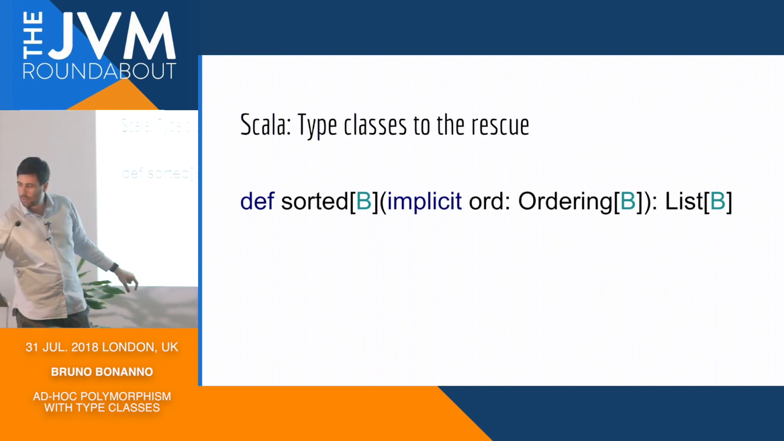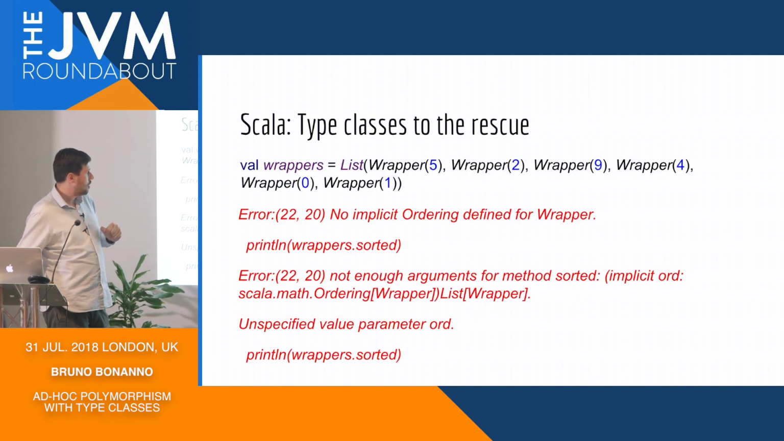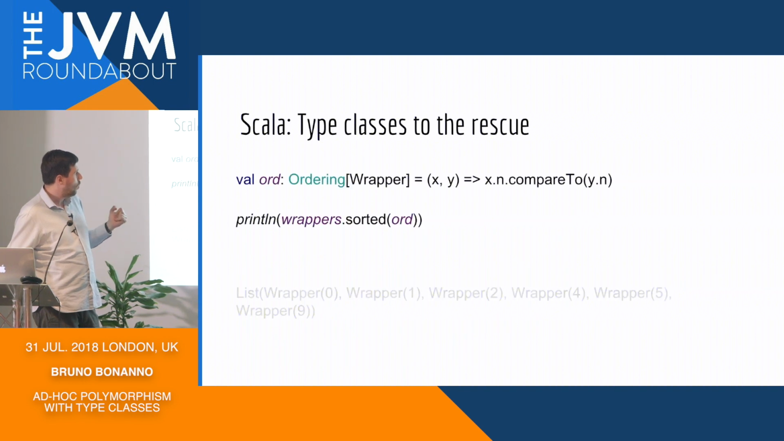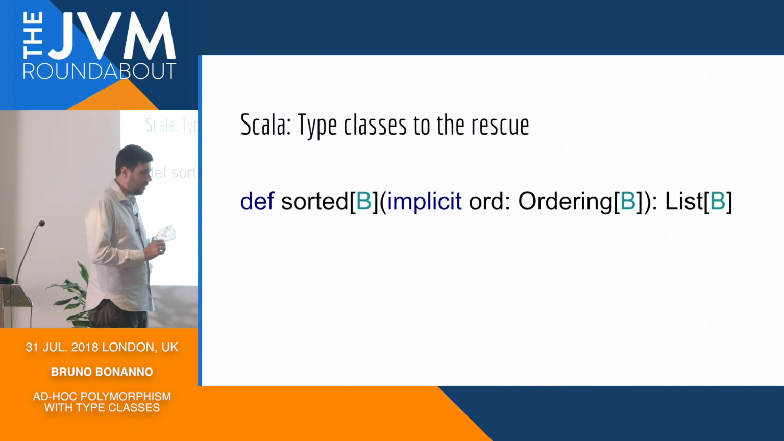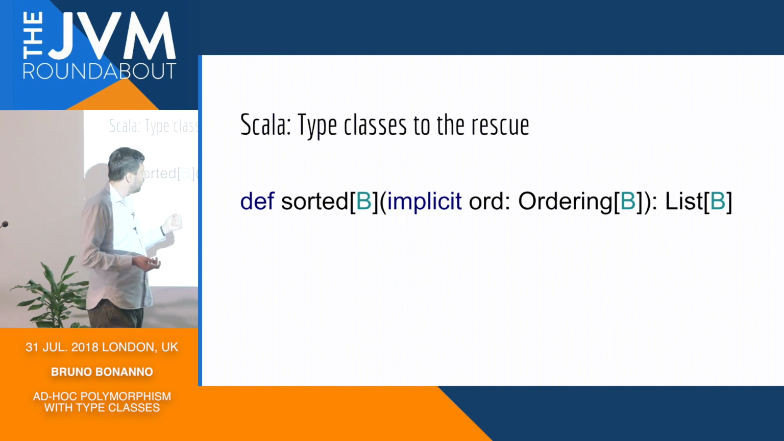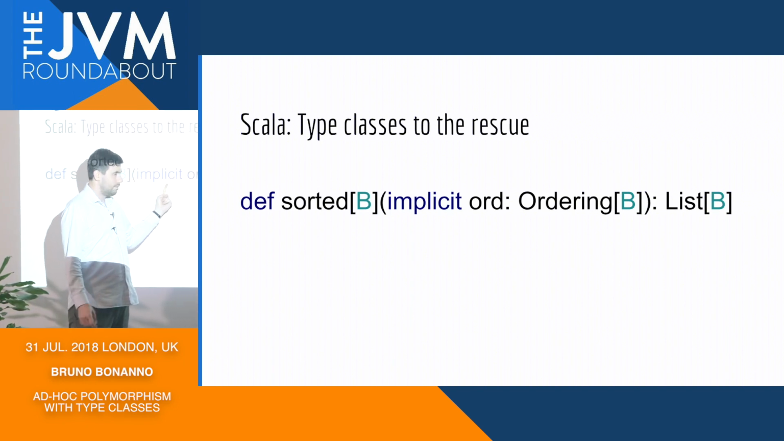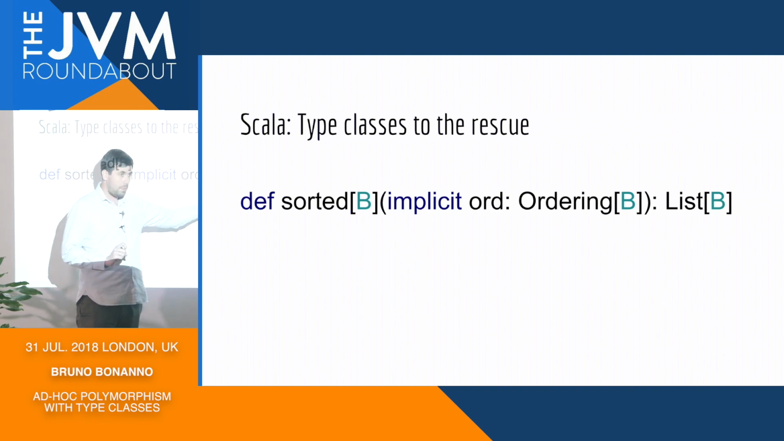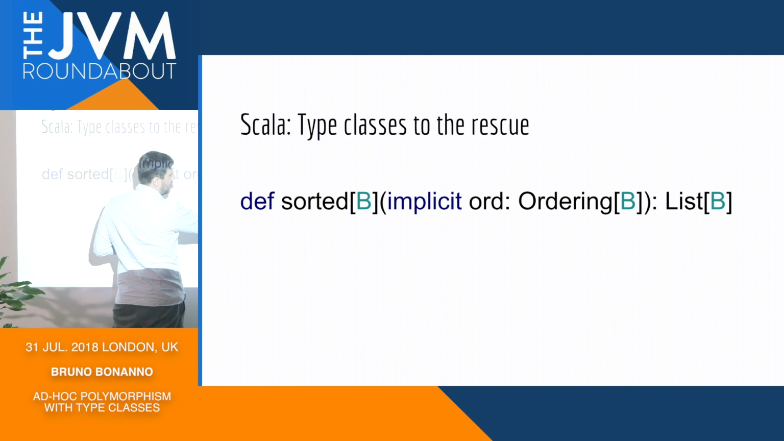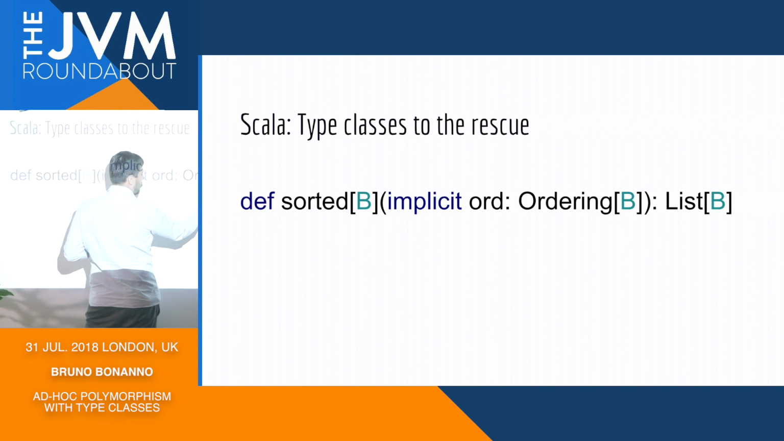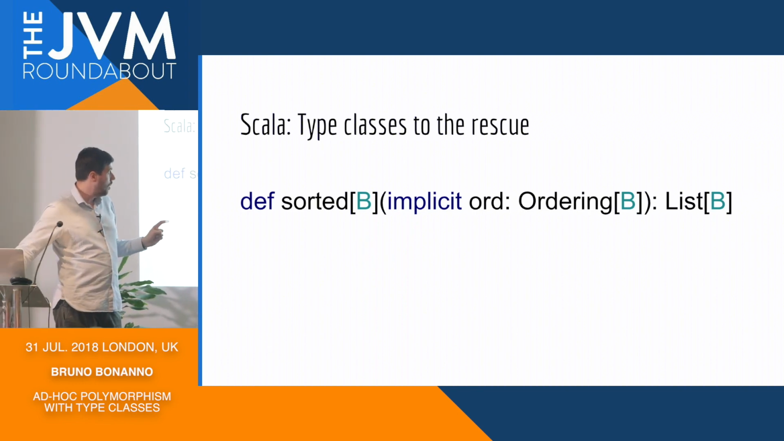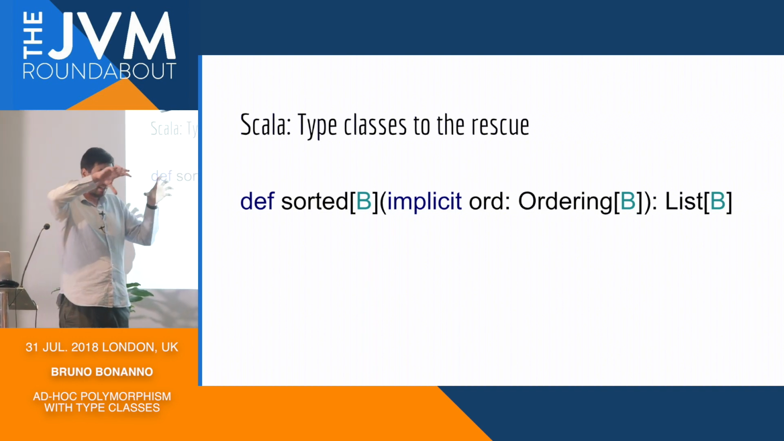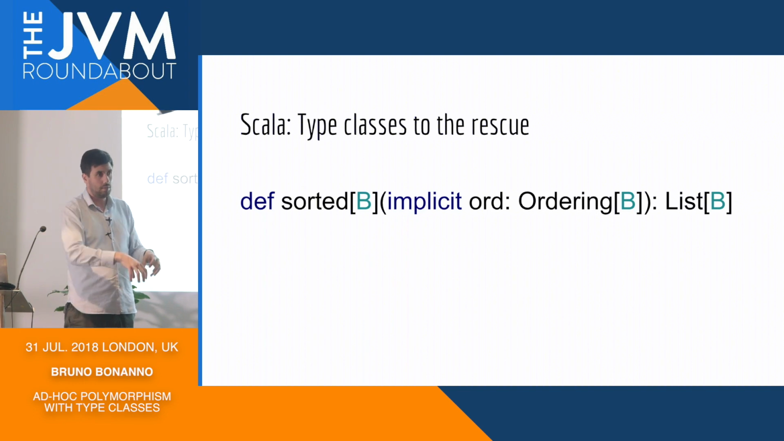What does that mean? If you remember the error, it says no implicit ordering defined for wrapper. So what is this implicit? This implicit is a keyword that tells the compiler, hey, if you find some implicit value, we don't like variables, of this type, and it's not just this type, the whole thing is a type in Scala. So it has to be an ordering of type B, which is the type we are trying to sort. So basically, if you find something in scope of that type, the compiler will automatically complete the method invocation by passing that ordering instance to the sorted method.